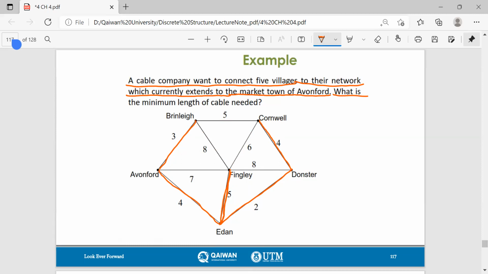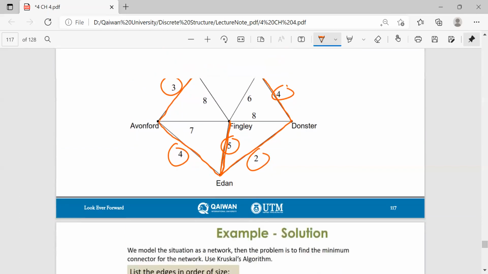By doing this, this is the minimum spanning tree, and the weight of this spanning tree is 3 plus 4 plus 2 plus 5 plus 4. That's the weight of this spanning tree. Let's see how we do that.